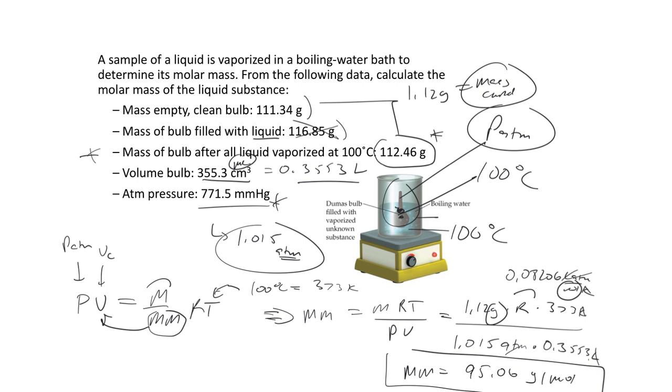Yes? I'm confused how we got the mass of the compound to be 1.12 grams when what's given is 112.46 grams. Oh, yeah, so that's the mass of the entire bulb plus the liquefied compound. So when you do the experiment, you have your bulb that's empty, you add an excess of liquid, you then vaporize most of the liquid out of the container, but then, yeah, it's the bulb plus the compound. So you're just subtracting the clean bulb from the 112.46.